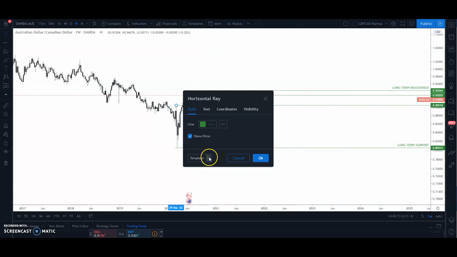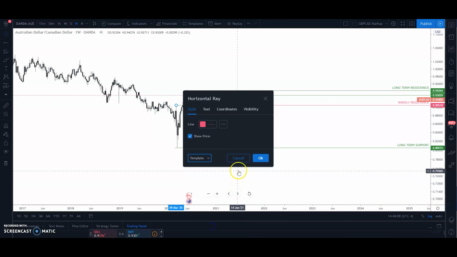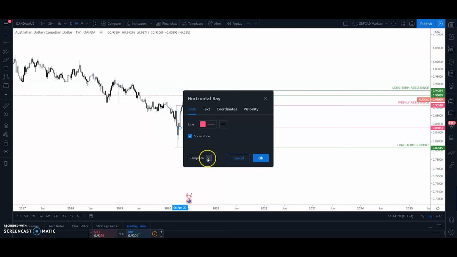So I'm going to change this, and I have different colors for each of the time frames, so I can remember and know what time frame I'm in. This right here looks like it went all the way up, and we found rejection, and then it started something new. So I'm going to mark this area right here as weekly support.